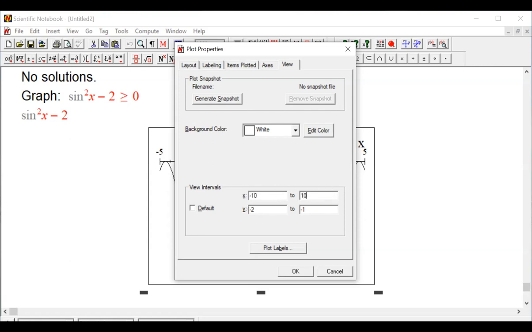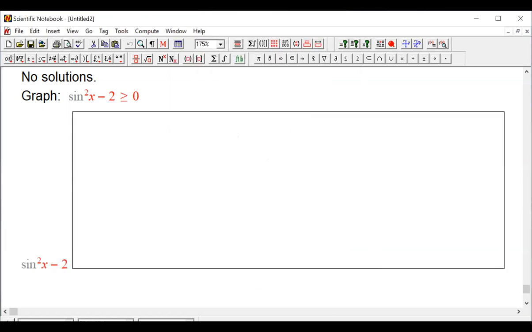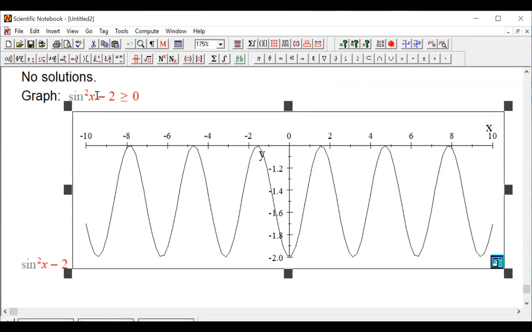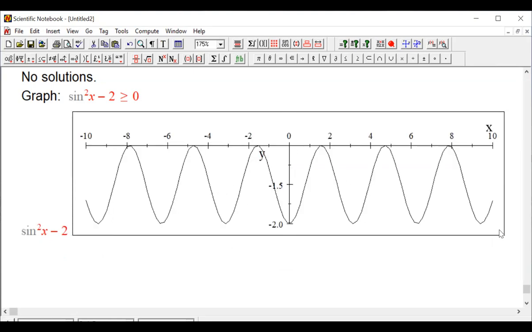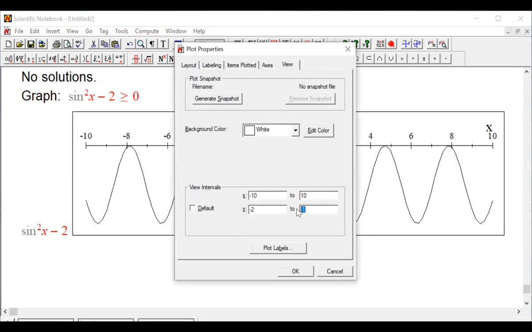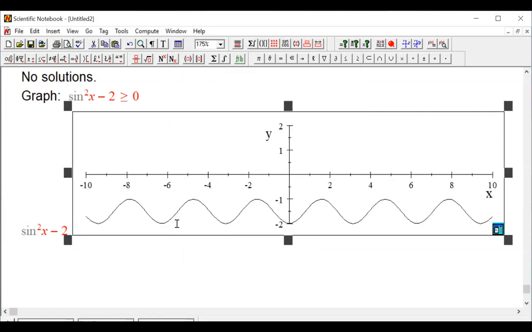It looks like it's periodic, right? It's periodic. And that's the function. And we want this function to be greater than or equal to 0. Okay, you look at the curve. You can see the curve is entirely underneath the x-axis, right?